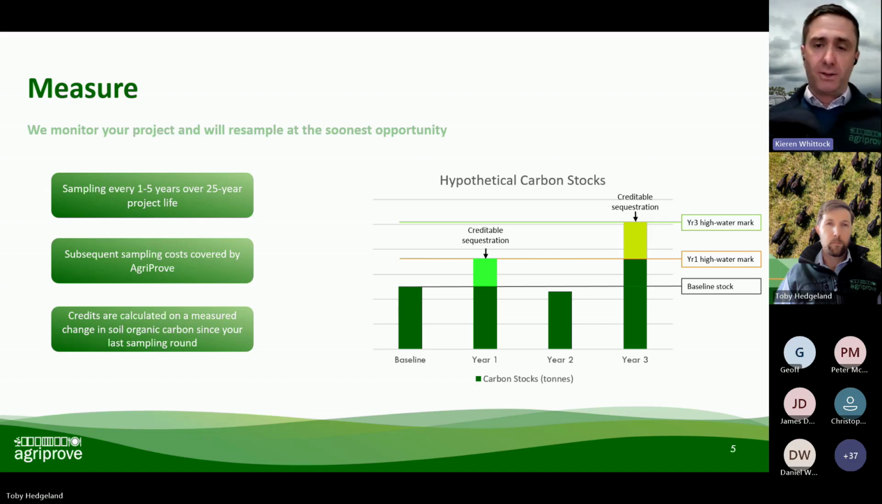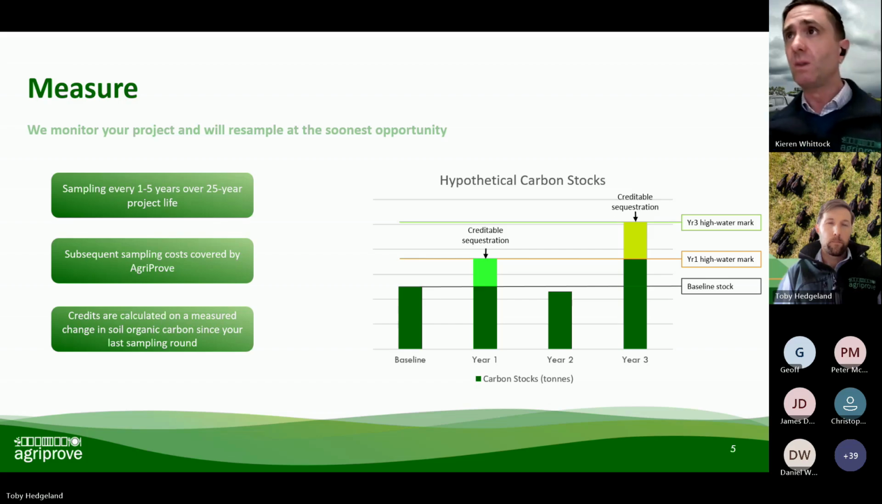Also important to call out there too that under our model, all those subsequent sampling costs are covered under AgriPro's fee, so there's no additional cost in terms of that higher cadence of sampling throughout the project life cycle.